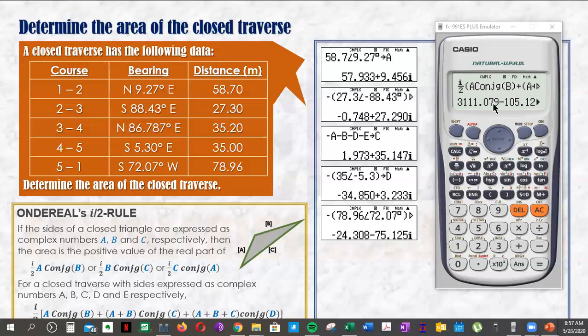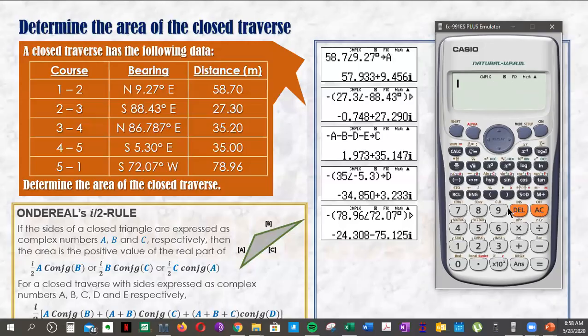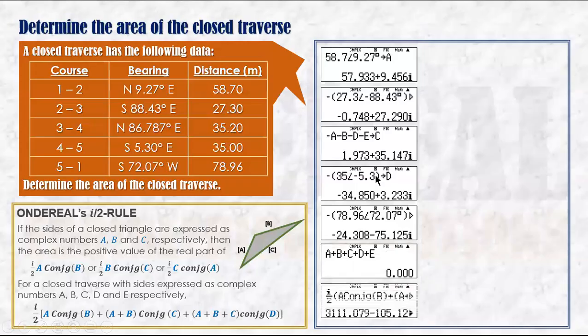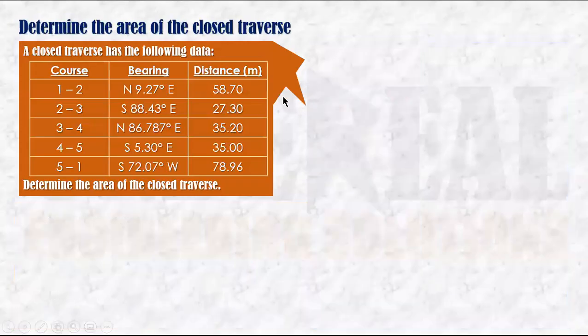So this is really good to use, no, on the real's I over 2 rule. From now on, use this, no, instead of using DMD or DPD method. So again, as I said, the area is the positive value of the real part. No, sometimes it may give you a negative real part value. So just ignore the sign, of course, no. So ganun yan. Now, I'm gonna discuss why yan yung operation.